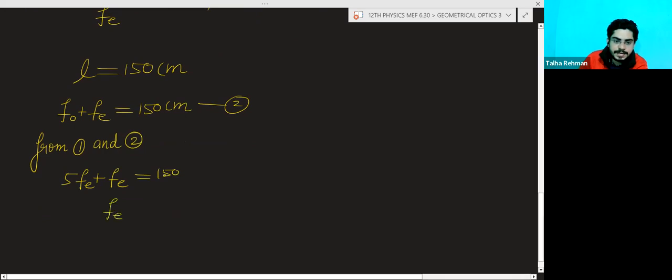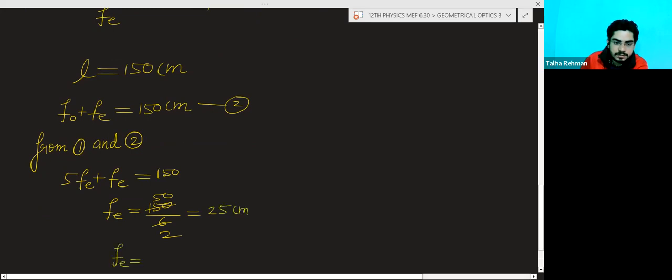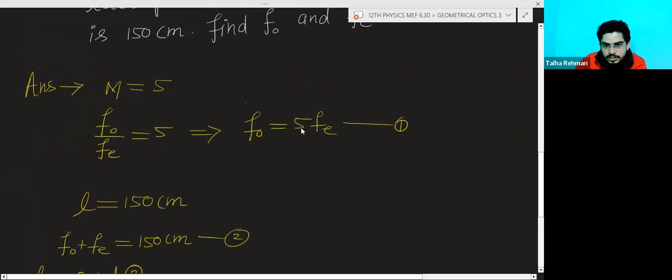So FE you will get 150 by 6. Cancel this, 3 to the 6, 50, and you will get 25 centimeter. So the focal length of the eyepiece is 25 centimeter. Now you have FE, and from this equation you can get FO.